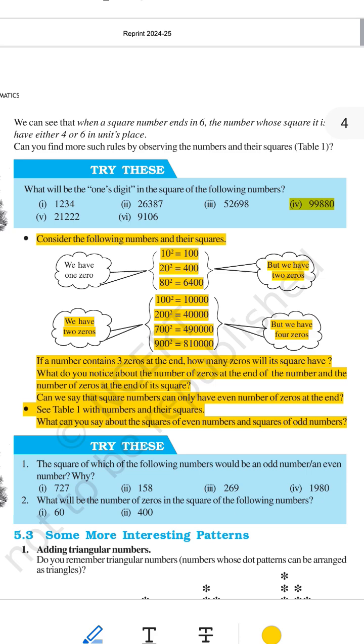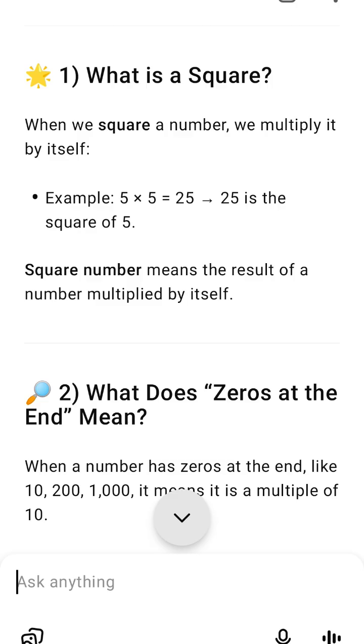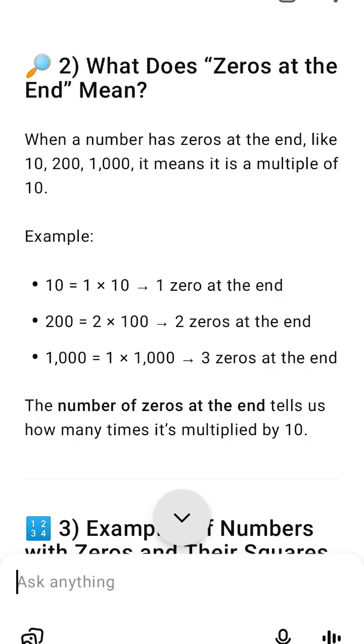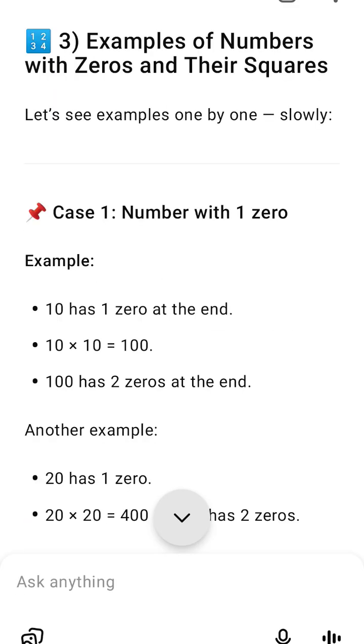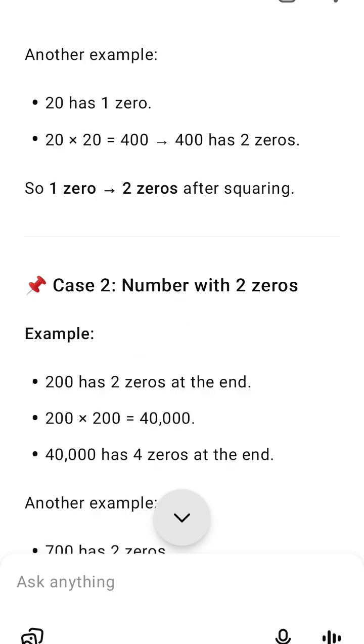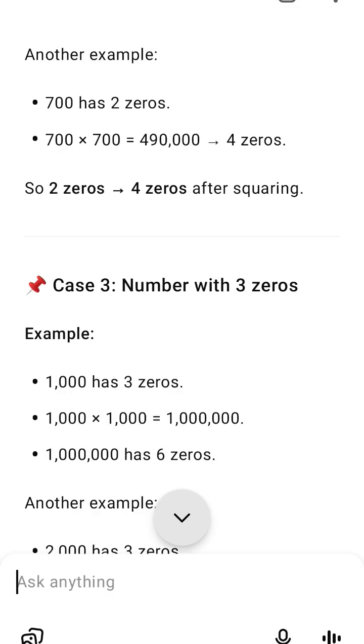8. Even and odd numbers and their squares. Let's see what happens when we square even and odd numbers. Squares of even numbers, numbers like 2, 4, 6, 8, 10, divisible by 2. Examples: 2 times 2 equals 4, even. 4 times 4 equals 16, even. 6 times 6 equals 36, even. 8 times 8 equals 64, even. 10 times 10 equals 100, even. So, squares of even numbers are always even.